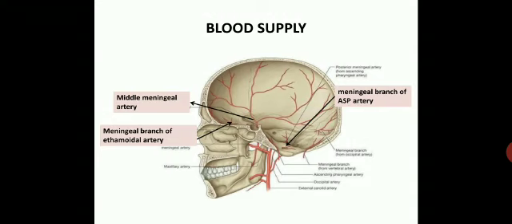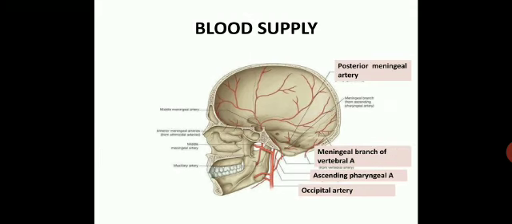The middle cranial fossa is supplied by the middle meningeal artery, the accessory meningeal artery, and the internal carotid arteries, and the meningeal branch of the ascending pharyngeal artery. The posterior cranial fossa is supplied by the posterior meningeal branch of the ascending pharyngeal artery, the meningeal branch of the vertebral artery, the ascending pharyngeal artery, and the occipital artery.